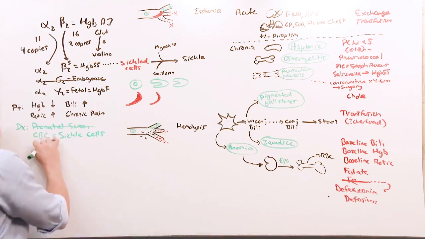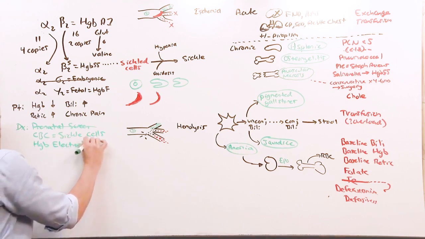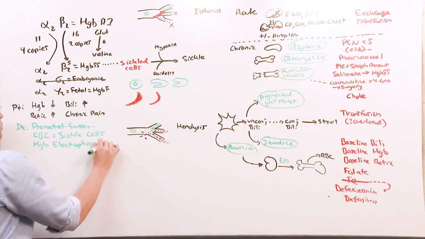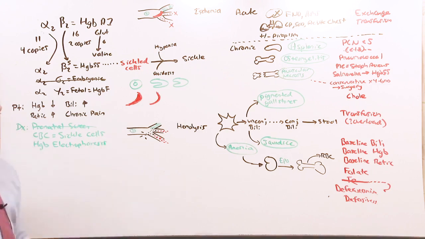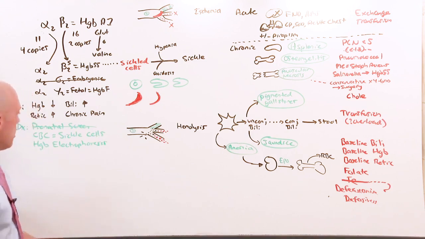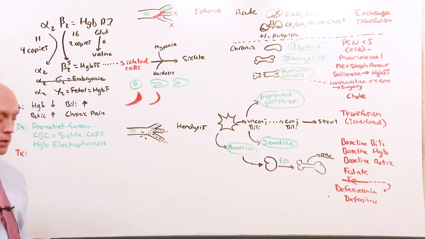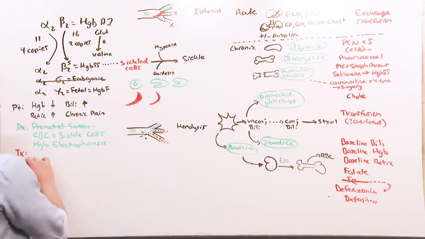But what you want to do to confirm it is a hemoglobin electrophoresis. You do this one time, and it will give you the variant of sickle cell disease that they have. We'll finish the lecture with the variants. Then you are going to do either one of two things. You're either going to treat the chronic issues or you're going to treat an acute crisis.